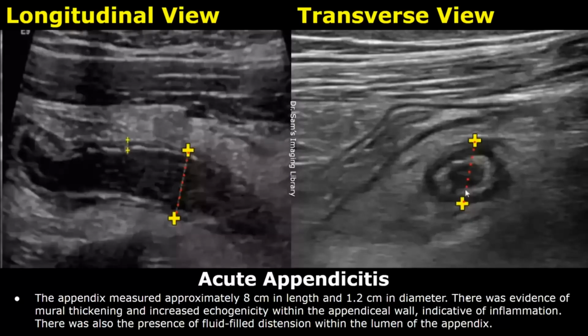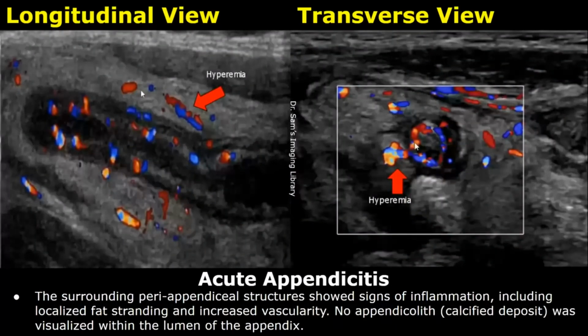And then you can write about mural thickening and increased echogenicity within the appendiceal wall, indicative of inflammation. There was also the presence of fluid-filled distension within the lumen of the appendix. After that, you can write about periappendiceal structures and mention localized fat stranding and increased vascularity. In this example, no appendicolith, that is, a calcified deposit, was visualized within the lumen of the appendix.